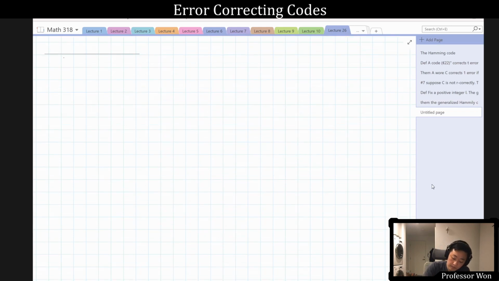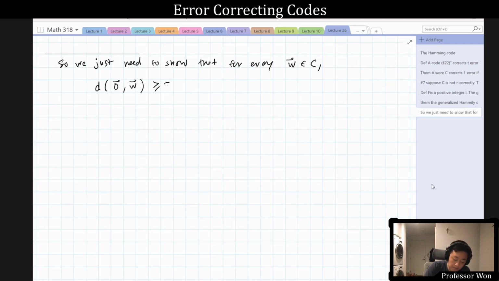Okay, so we just need to show that for every W in C, the distance from 0 to W is at least 3. Which is if and only if W contains at least 3 ones. Like 1 bits is the way I'll say it. But now we can think of the parity matrix, because remember, the definition of this code was the null space of P. So recall that C is the null space of P, the parity matrix.